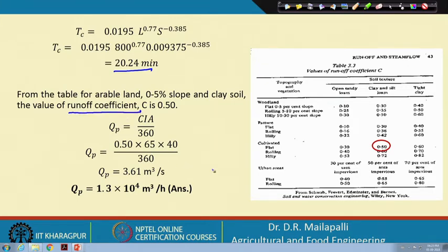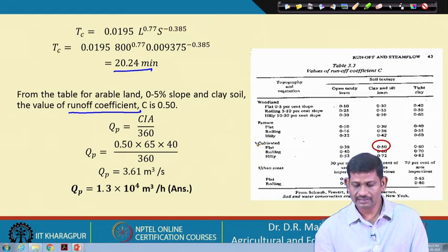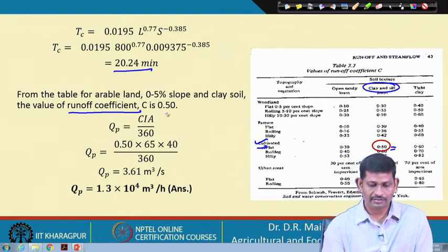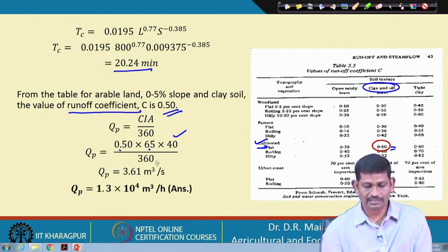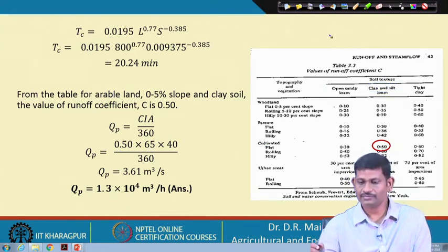Looking at the values, if you see cultivated land and flat land, and then clay soil, this will give C equal to 0.5. So, C is 0.5 and the area we know is 40 hectares. So, 0.5 into 65, which is given, in mm per hour, divided by 360. So, you get 1.3 into 10 power 4 meter cube per hour as the peak discharge from the particular 40 hectare watershed.